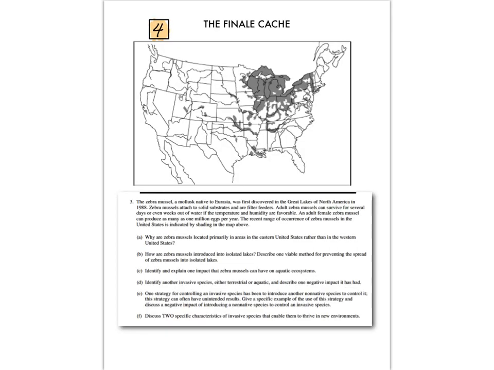Let's take a look. This is about zebra mussels. And in this one, this is straight out of an AP exam. They give you a scenario about zebra mussels, and then they ask you some pretty pointed questions. Some of them are relatively easy. Why are the zebra mussels located primarily in areas of eastern United States?